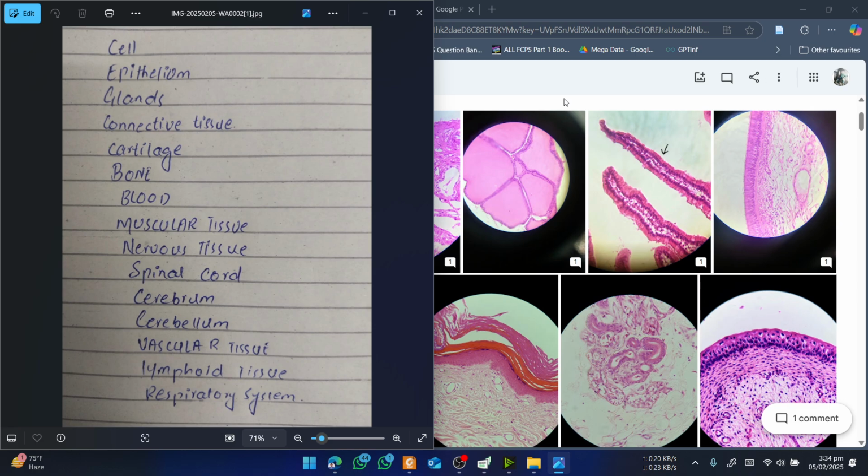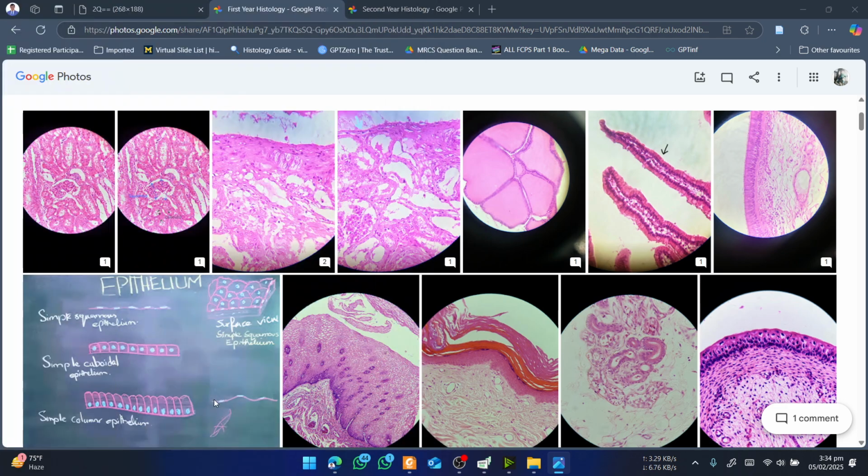Let us discuss the pictures or the slides that you will encounter in your practical examination for the histology first year BDS. So these are the slides that I will be discussing with you today, starting from epithelium, glands, connective tissue, all the way down to the respiratory system. So let us go through them one by one. So starting with the epithelium.